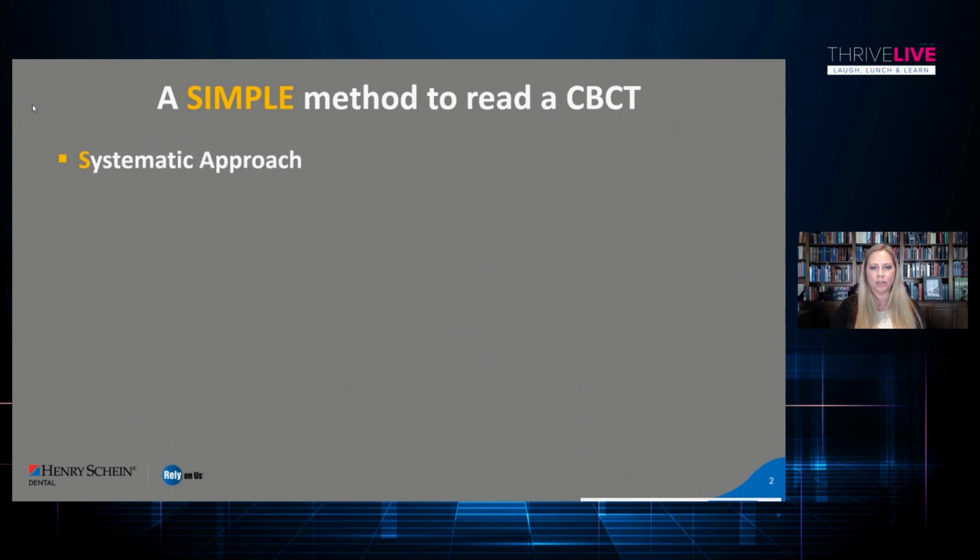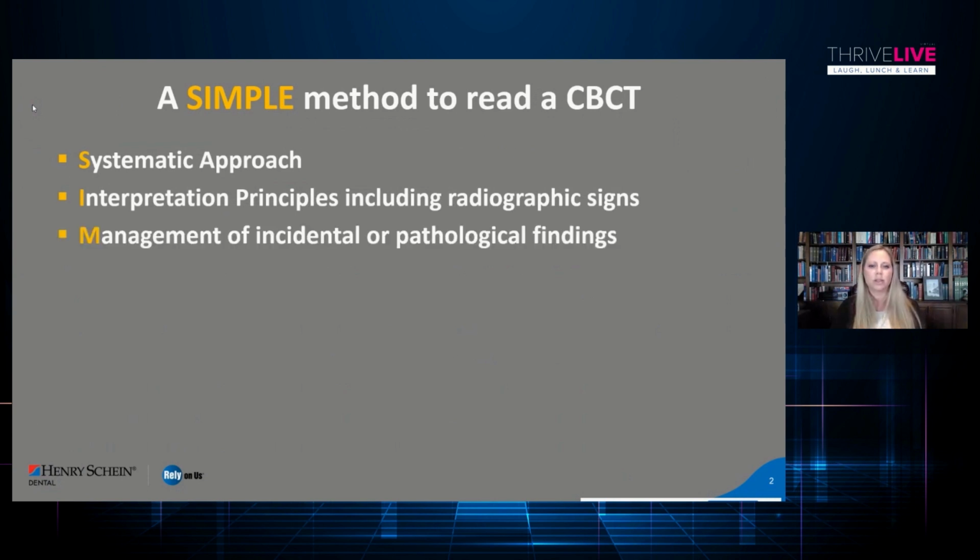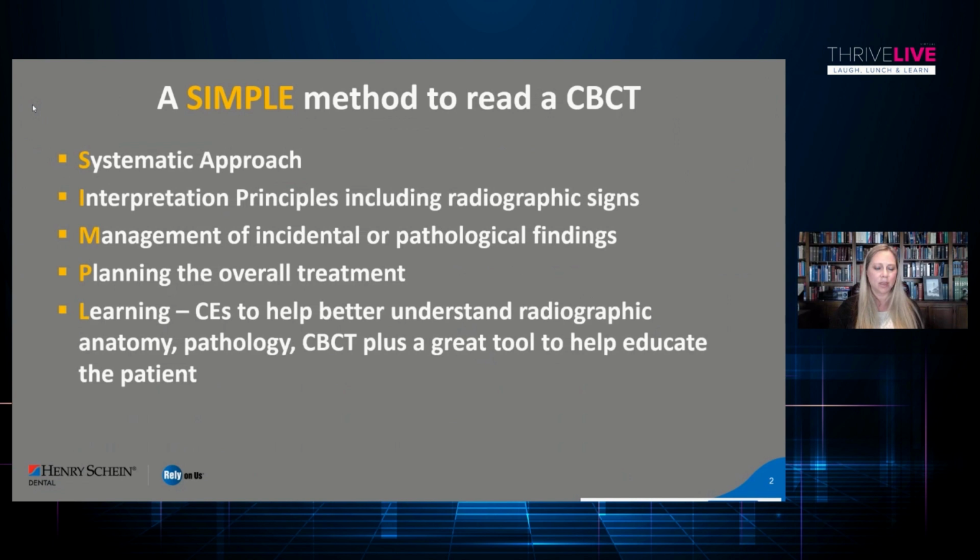So today we're going to talk about a simple method to read our cone beam CTs. With that simple method, we have a systematic approach to evaluating our images. We want to remember our interpretation principles, including all of our radiographic signs as we're going through. And we want to think about management of our incidental or pathological findings. We can also use our cone beam CTs, of course, to plan the overall treatment plan. There's so much that we can do with our images.